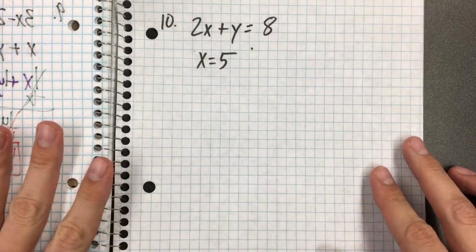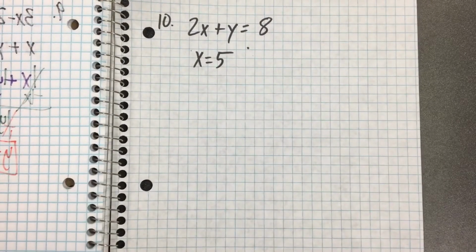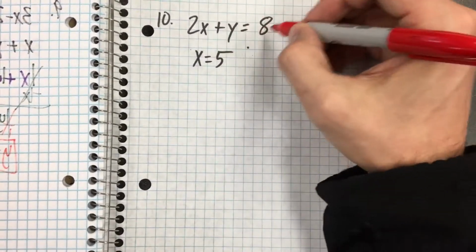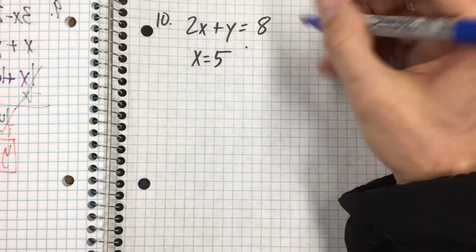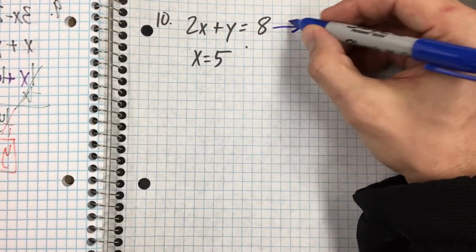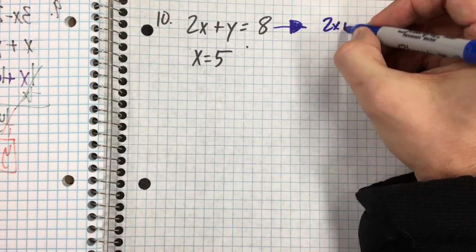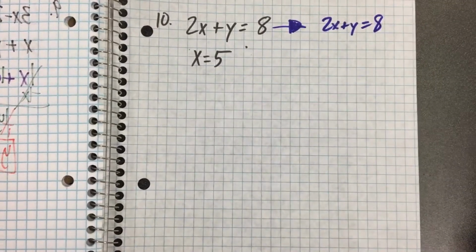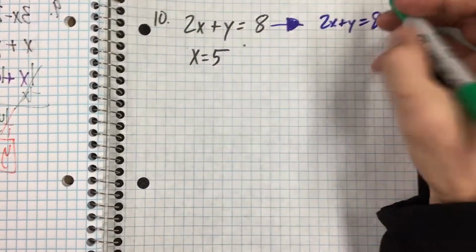Number 10 looks like this. The bottom one is kind of strange. The top one, oh boy, that one's not nice either. So let me just put this top one over here. 2x plus y equals 8. So I'm going to put a 1 on here.